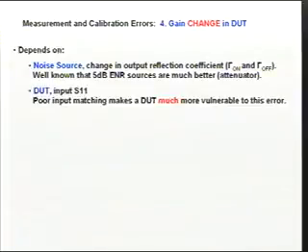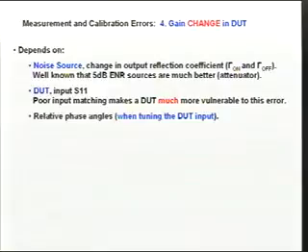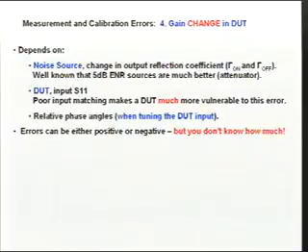This is the more slippery one, that there is a problem with some DUTs. Poor input matching makes this gain-change error much, much more important, to the extent that some preamps then become unmeasurable. The third thing is what happens when we tune the DUT input and all these things begin to interact. And the problem is the errors can go positive or negative, and you don't know how much. It's literally unknowable.